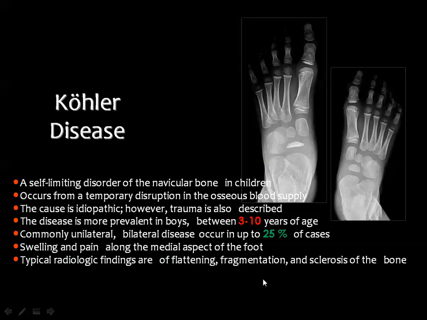Then Köhler disease is avascular necrosis of the navicular bone. This is a self-limiting disorder, and it affects children, or boys between the age of 3 to 10 years, and is commonly unilateral, but bilateral disease can be seen in about 25% of the cases. As in any avascular necrosis anywhere in the body, you get some sclerosis of the dead bone, flattening, fragmentation, and maybe secondary osteoarthritis of the related joints.